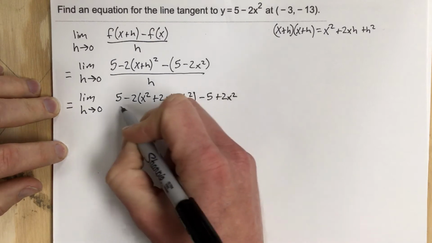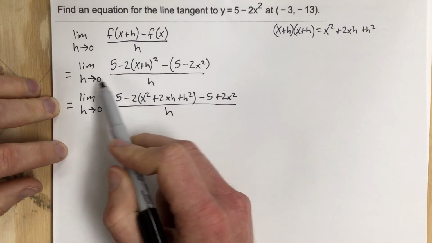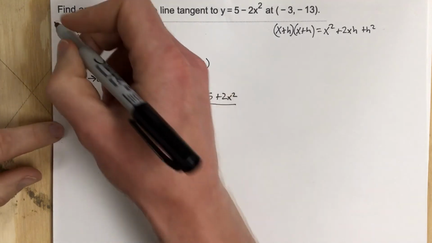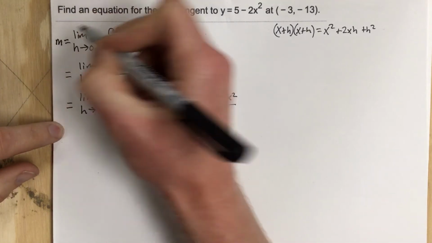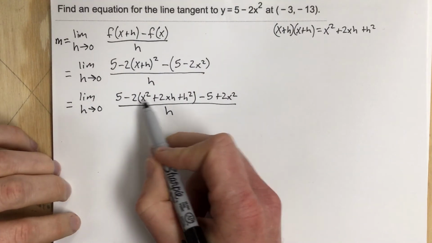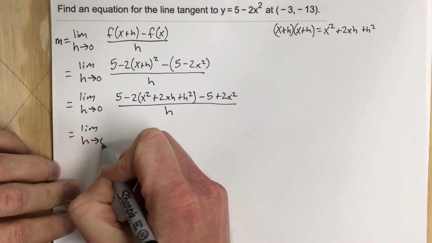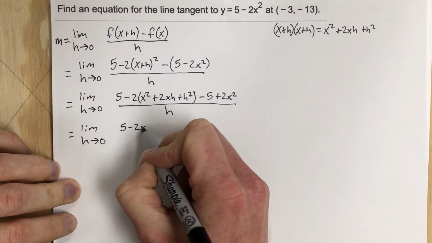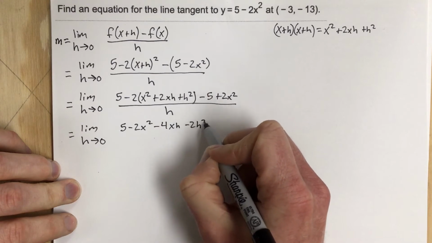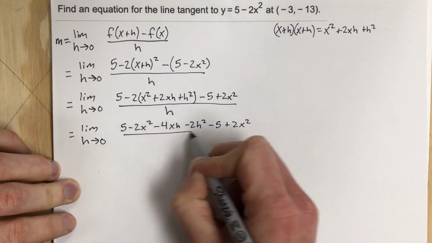Now remember, our goal here is we're trying to cancel h out of the denominator because we can't plug in 0. We can't find the limit because we'll be dividing by 0. And this whole thing gives us a slope. So let's go ahead and distribute this negative 2 to each term, and we end up with the limit as h approaches 0 of 5 minus 2x squared minus 4xh minus 2h squared minus 5 plus 2x squared all over h.